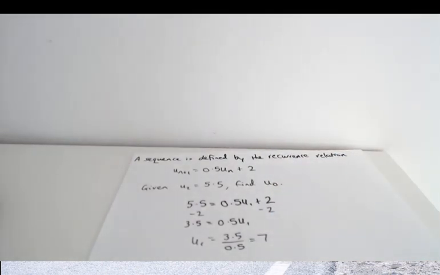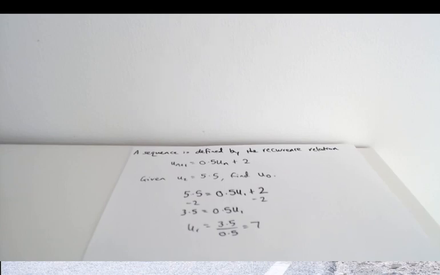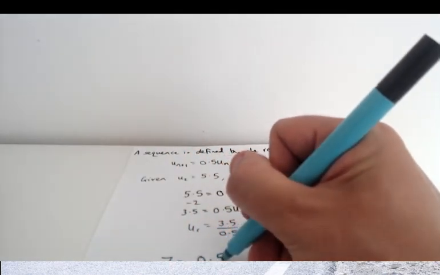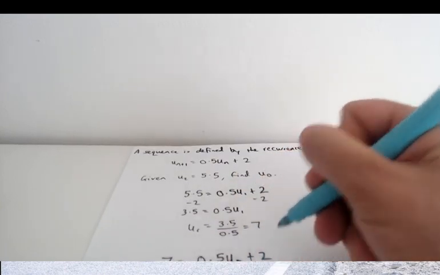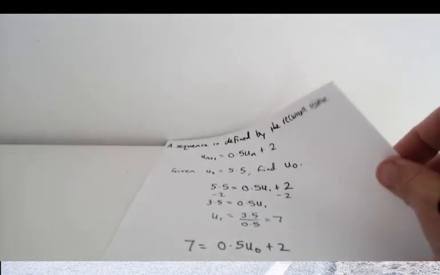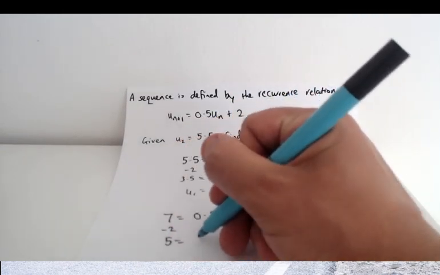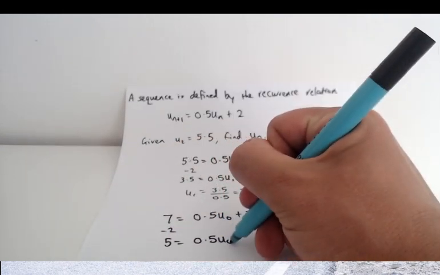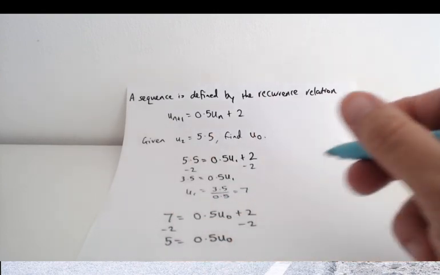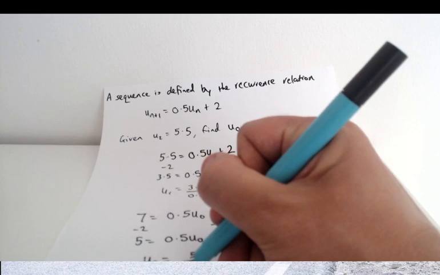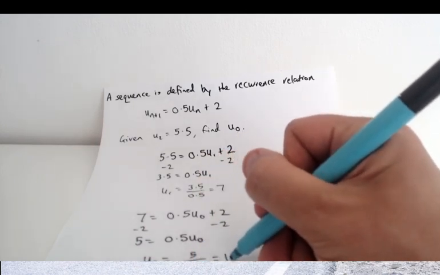I'm going to do the exact same again to try and get the answer for U0. So 7 is going to equal 0.5 times U0 add 2. So there's my recurrence relation. I'm going to balance it, take 2 off both sides. 5 will equal 0.5 times U0. Take the 0.5 to the other side where it will be a divide. U0 is going to be 5 divided by 0.5, which works out to be 10.